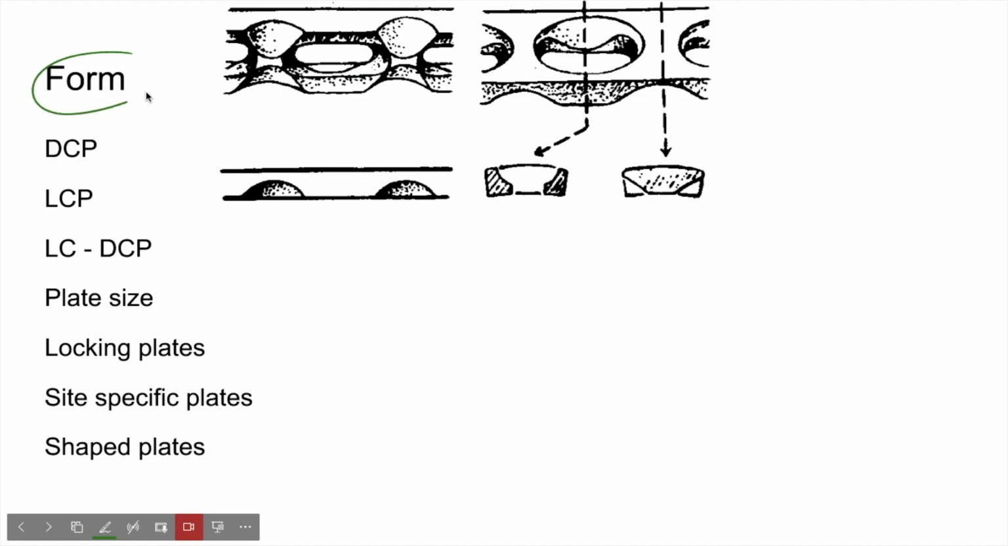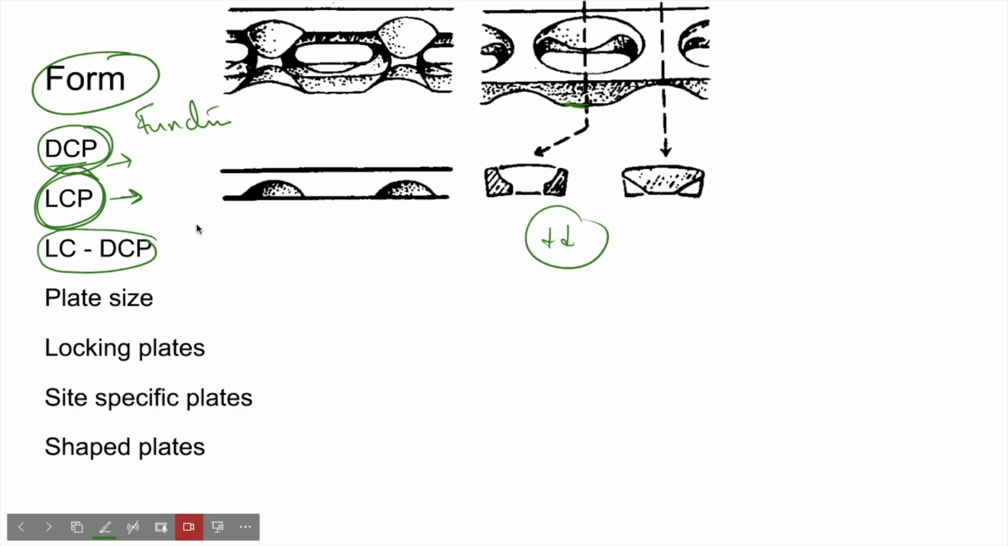Plates can be classified based on form or function. Based on the type or appearance of the plate, there are various types, including the dynamic compression plate, which is the most common plate used. Then, when you use a screw in the locking fashion, it's called a locking compression plate or locking plate. Then you have the low contact DCP, where the contact of the bottom of the plate is minimized as compared to the standard DCP.